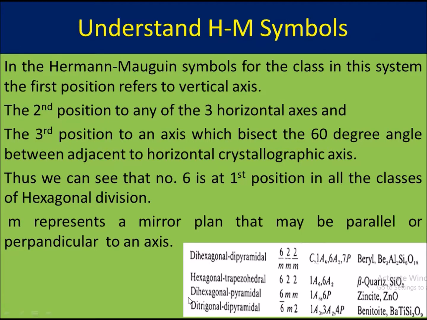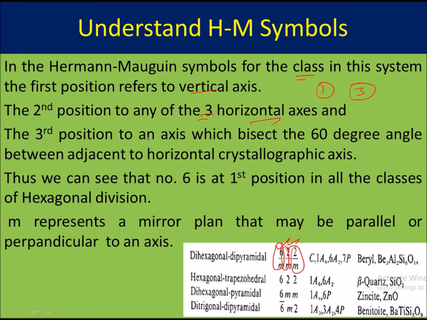Okay. Now let's understand the Hermann-Mauguin symbol, which is very important to understand crystallography. If we look at the classes of this crystal system, the first position refers to the vertical axis. As we have seen, one is the vertical axis and three are the horizontal axes. So here you can see the first position, second position and third position. The first position refers to an axis, that is the vertical axis. The second position refers to any of the horizontal axes. Out of the three horizontal axes, the second position represents this horizontal axis.